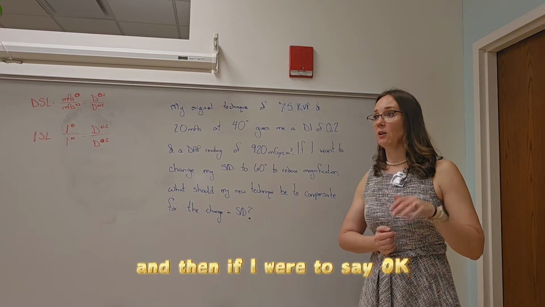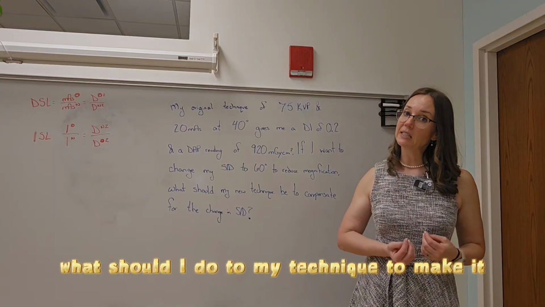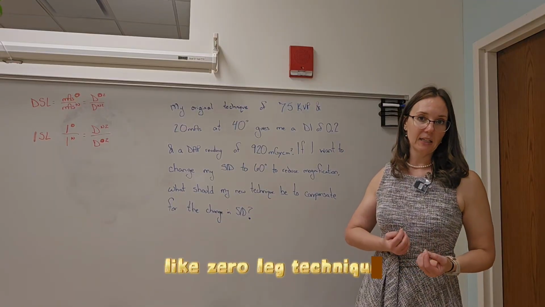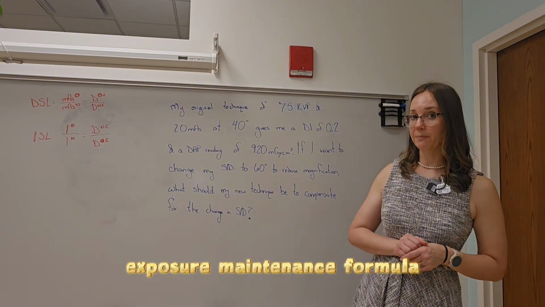And then if I were to say, okay, I'm gonna change my SID, what should I do to my technique to make it still shoot the same, like a zero leg technique? That's gonna be a direct square law or exposure maintenance formula.